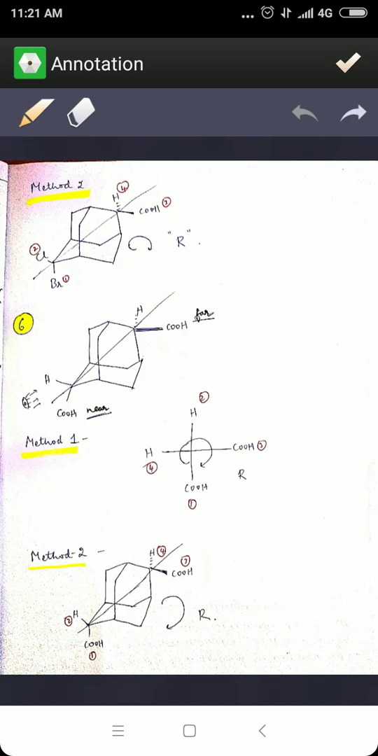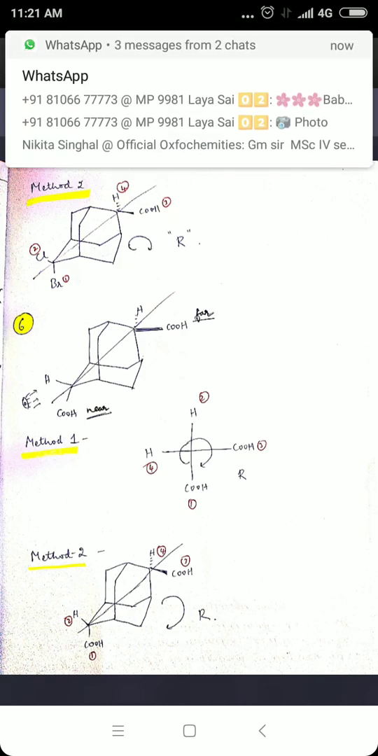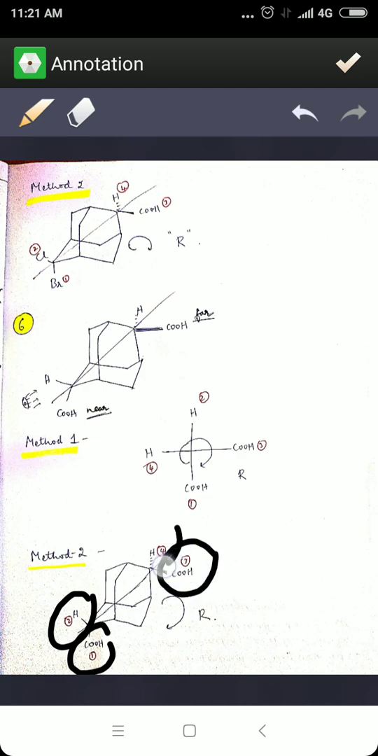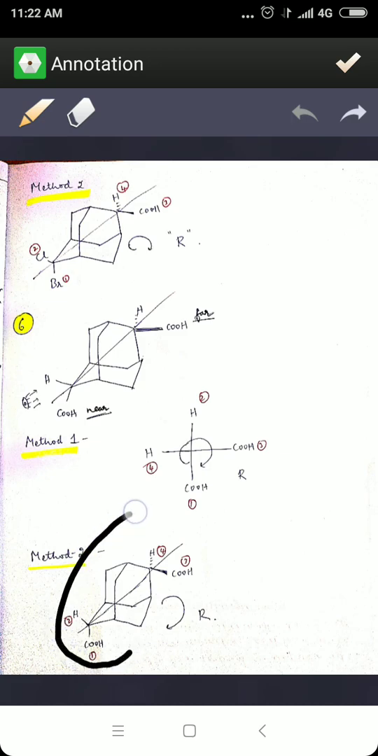One more thing is that whenever you are doing the numbering, always start with the vertical line for the adamantanes, and then you give the numbering on the left side. So these are some examples. One more method, as I already told you, is that you can directly write down the numbering. Carboxylic acid gets number one, hydrogen second, and on the other end of the carbon atom you have carboxylic acid as the third position and hydrogen as the fourth position. If you check the direction, it is going to be 1, 2, 3, and 4. That is nothing but the R configuration.